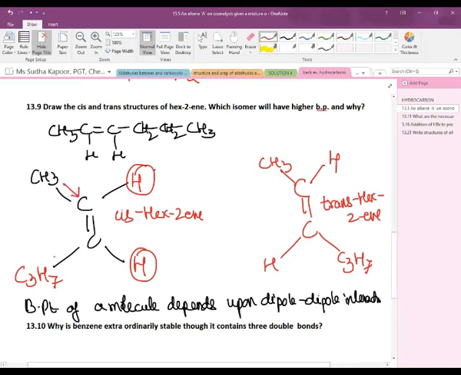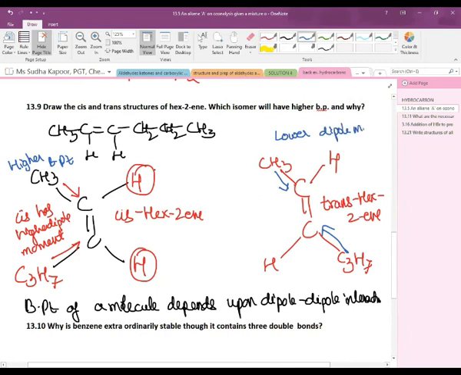Both the electron releasing groups are present on the same side. So the cis is going to have the higher dipole moment. Cis has higher dipole moment. So since it is having the higher dipole moment, it is going to have the higher boiling point. But in case of trans, the boiling point is not going to be as high because in this case there is lower dipole moment. So it is going to have the lower boiling point.